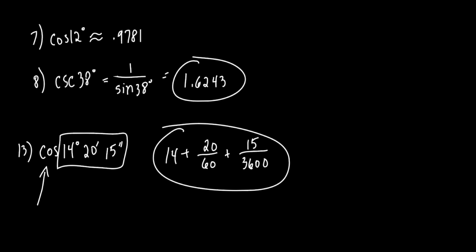Oh, I flipped the page. Let's make sure it is that. Yep, it's exactly right. And again, round it to the fourth place. 1, 2, 3. This is 4. That 5 rounds the 8 to a 9. So technically it's 0.9689. So this is equal to 0.9689. That is your answer to number 13.